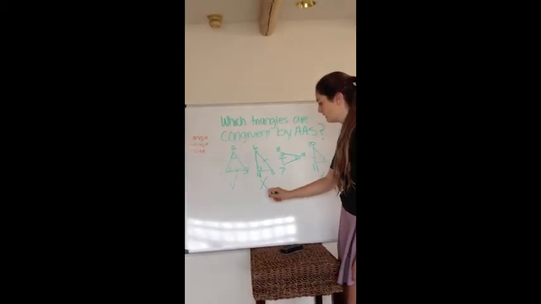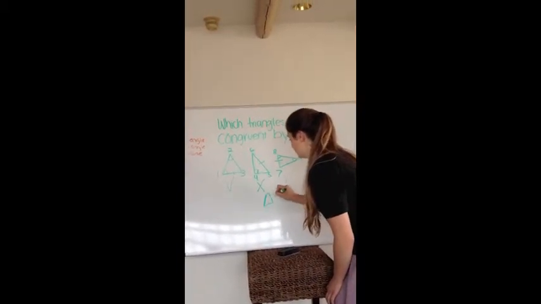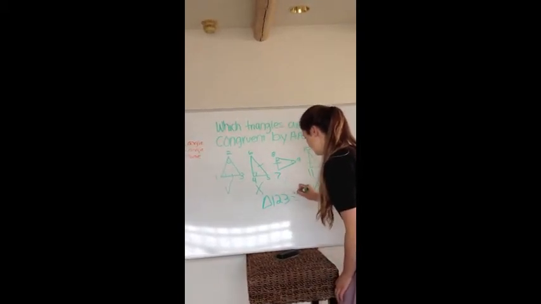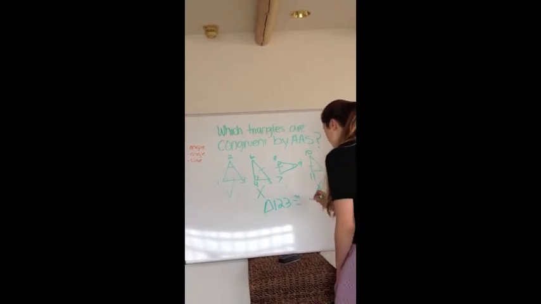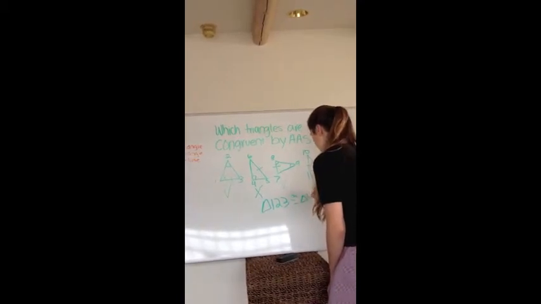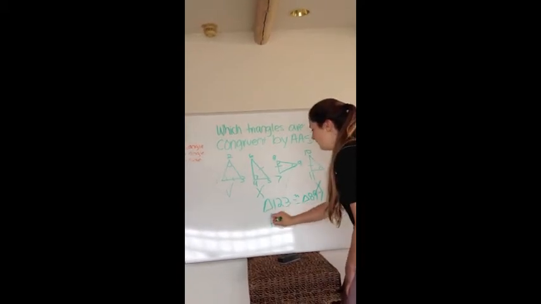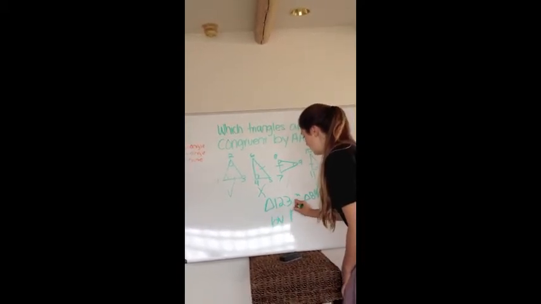Therefore, that means triangle 1, 2, 3 is congruent to triangle 8, 9, 7 by AAS.